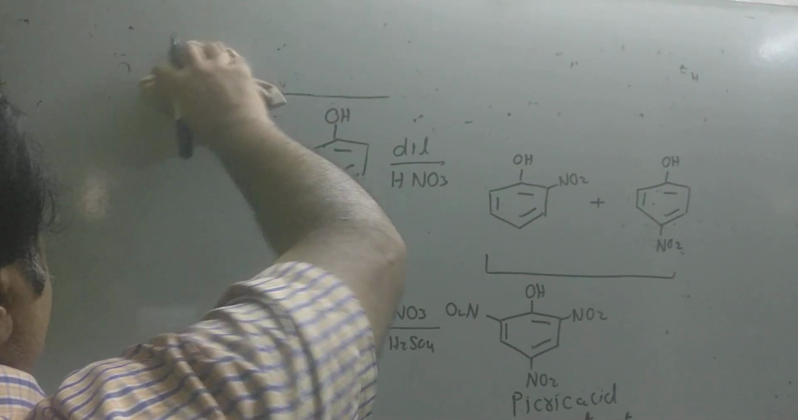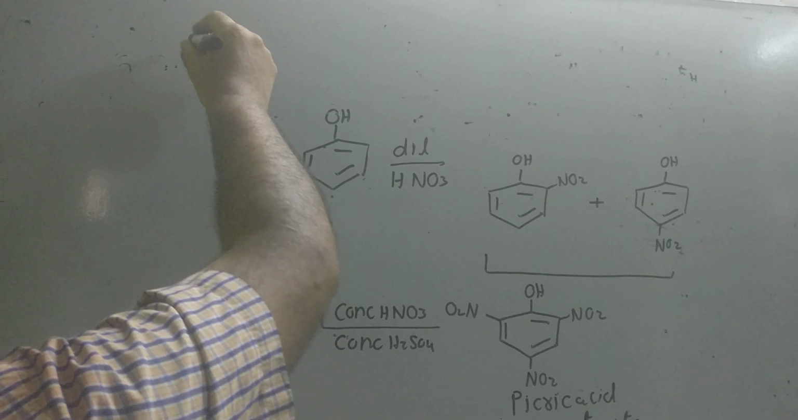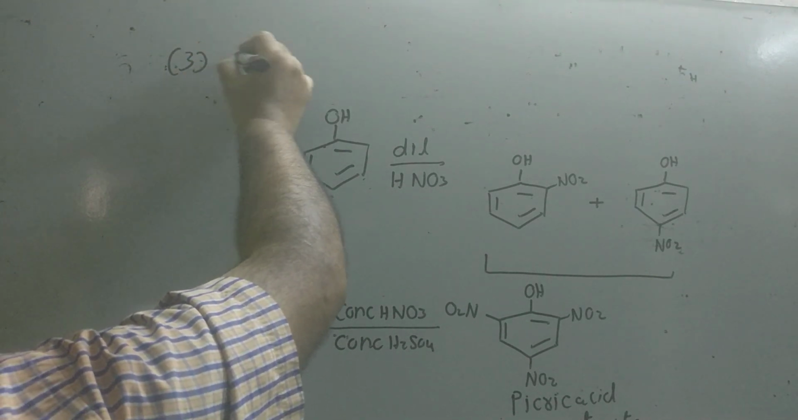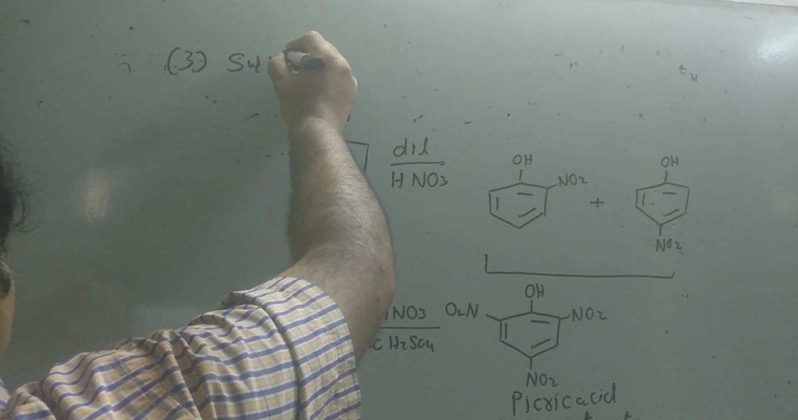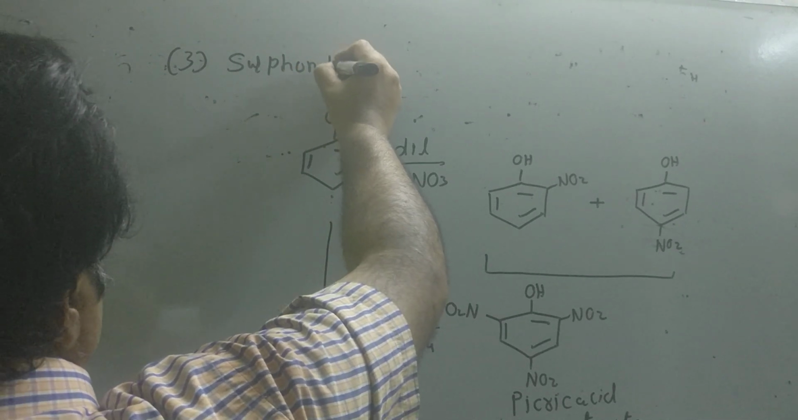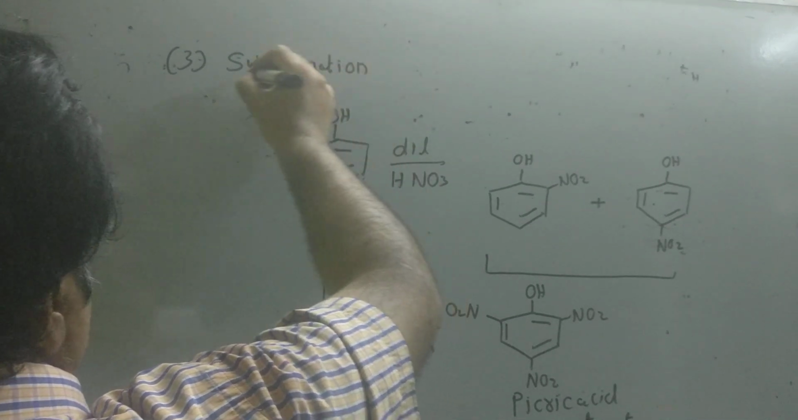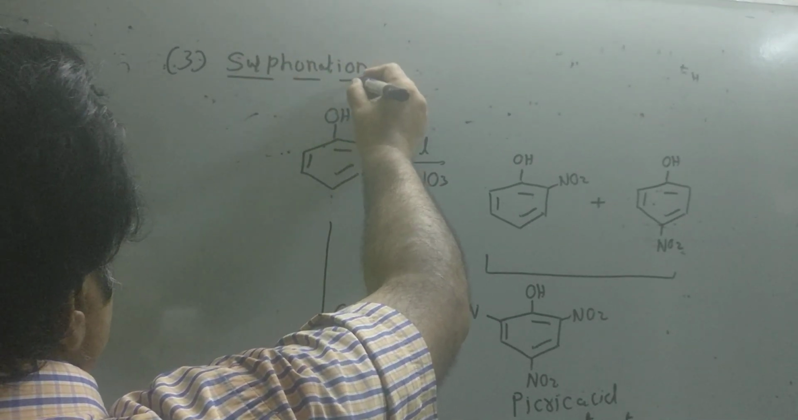Now let us do the third reaction, that is called sulfonation. Again happening at ortho and para position. In sulfonation, which group is attached? It is SO3H. And who is the electrophile involved in sulfonation?